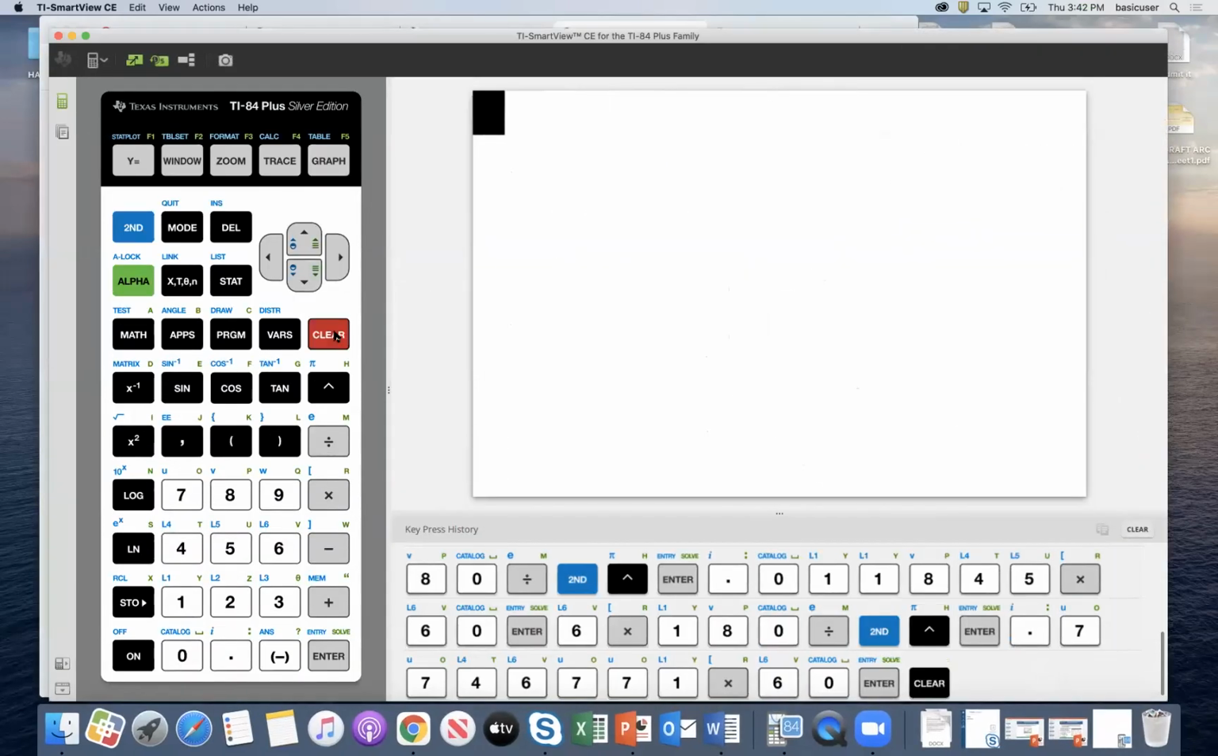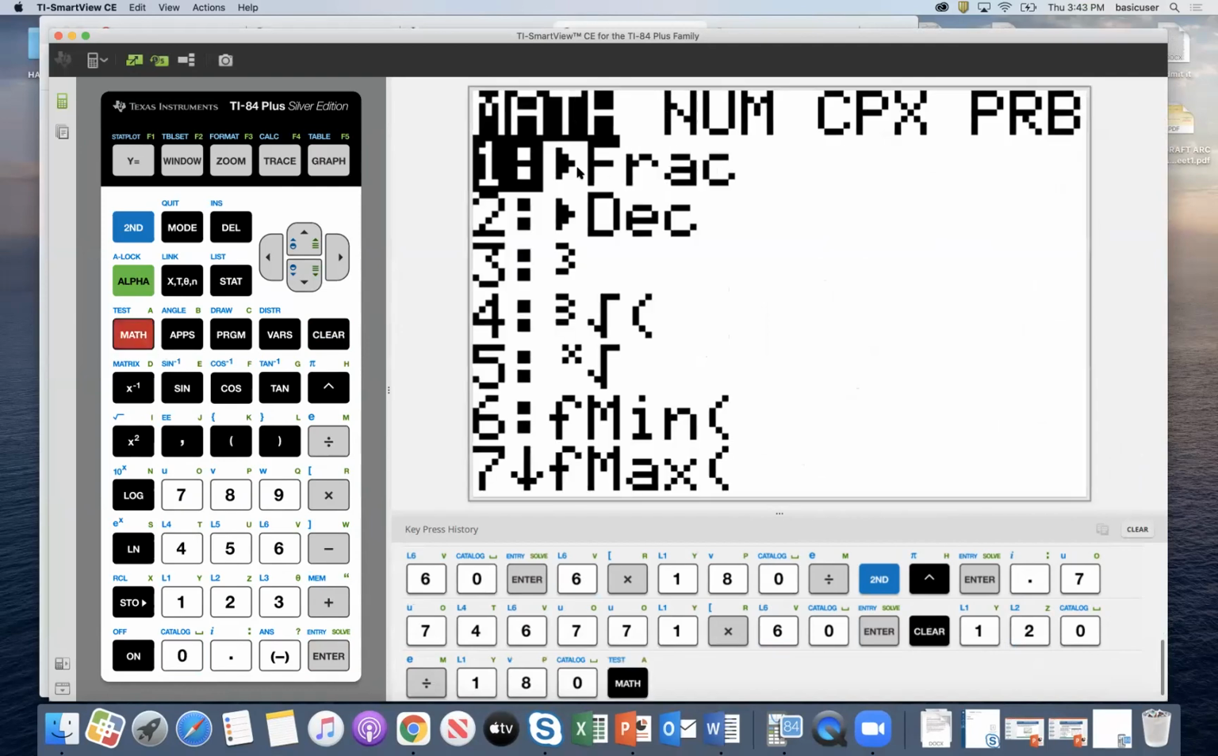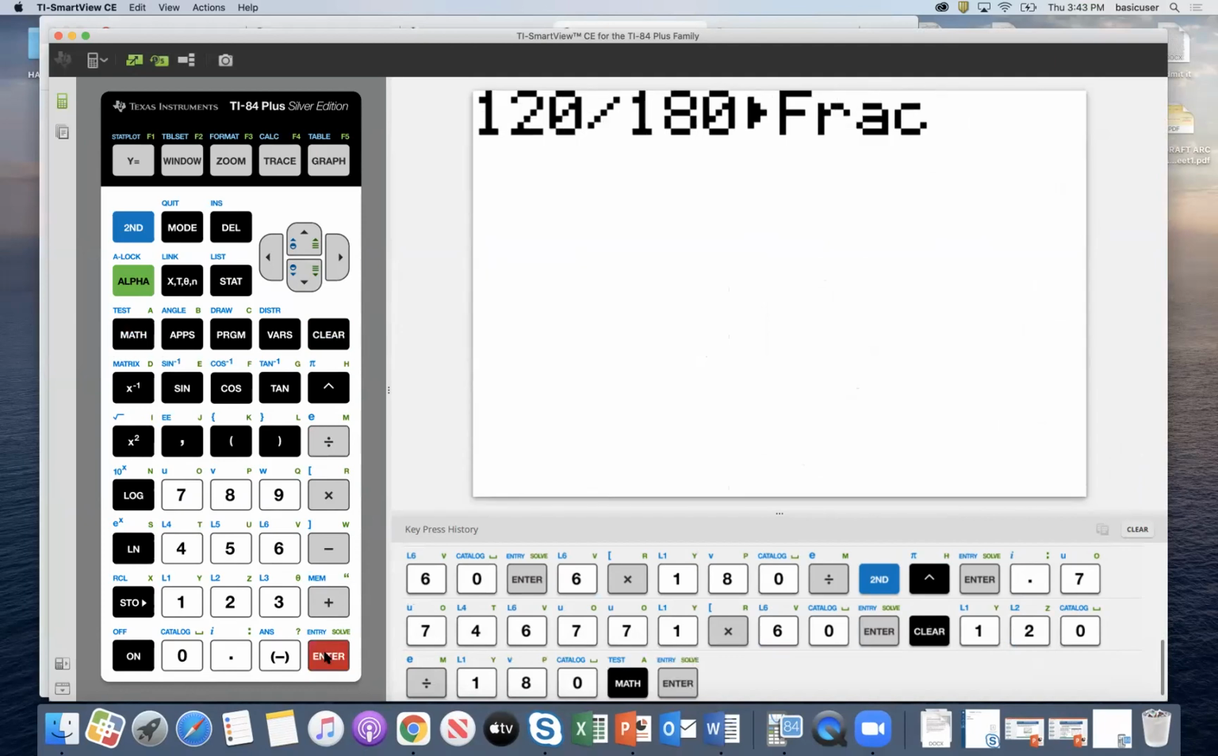let's clear this. So if you can see my screen, we can do this. I ignore the pi, I just need to reduce this fraction, 120 divided by 180, right? Then don't hit enter, but go to math, which has this frac button. It's already highlighted, so I'll hit enter and then one more enter. And then it reduces to the correct fraction, okay?